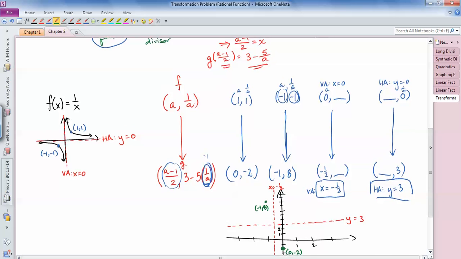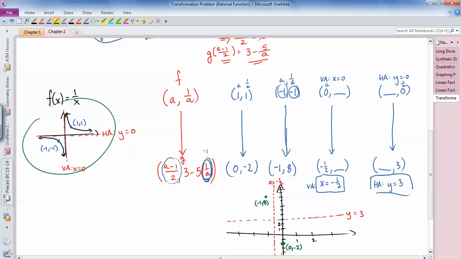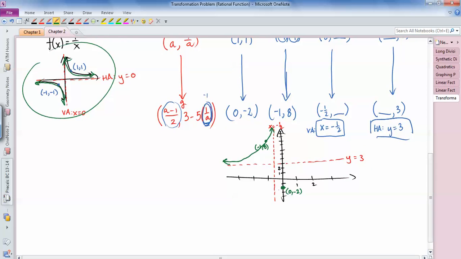Okay, and if you look back at the original graph, you can kind of see how it hugs the asymptotes. The asymptotes really guide how this thing looks in this particular case. So you can guess that when I'm at -1, 8, it's going to come up and hug that asymptote, come down here, hug that asymptote. And then when I'm at 0, -2, it's going to do this. And there you go. That's what you have. So I hope that helps some.